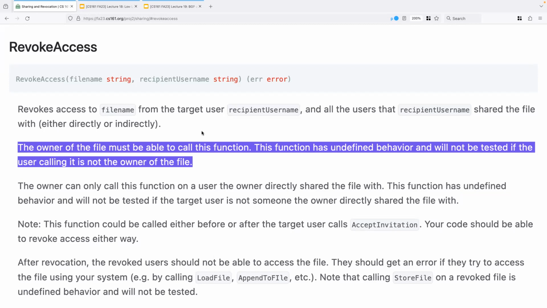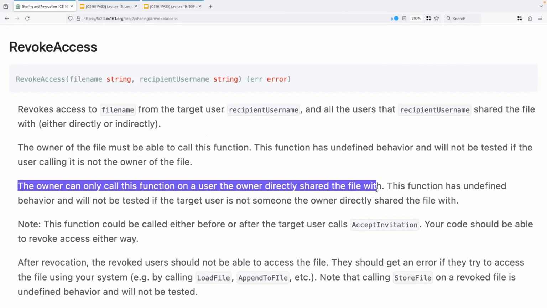So a user who is not the owner of the file, the person who originally created the file, will never call revoke. We're not going to test it. The behavior is undefined. Your code can do whatever you want. If you want to crash, that's okay. If you want to error, that's okay. We don't care. We're never going to do it in our tests.